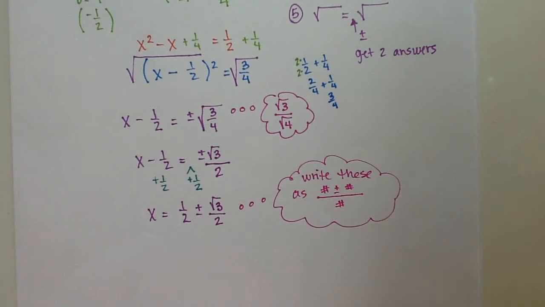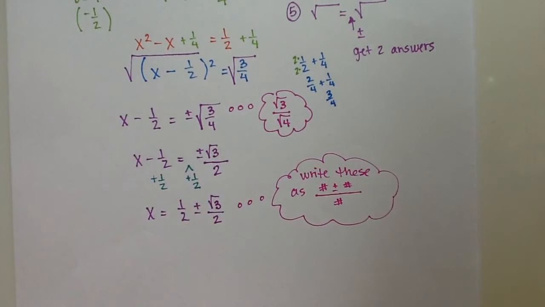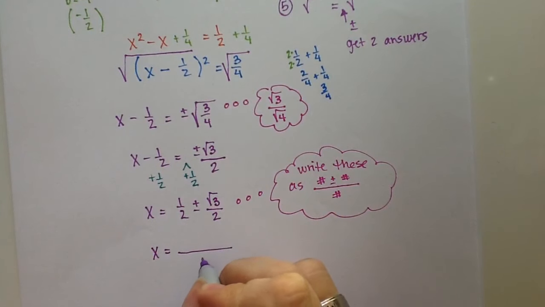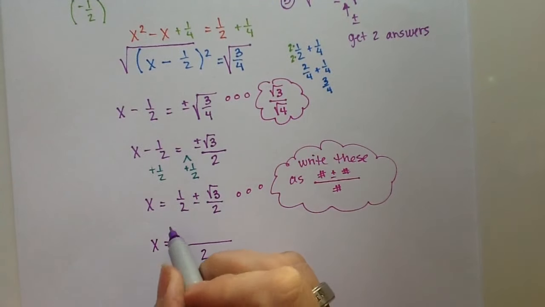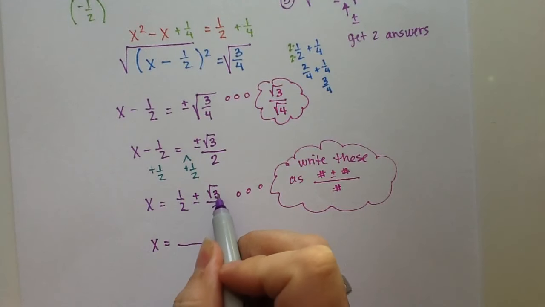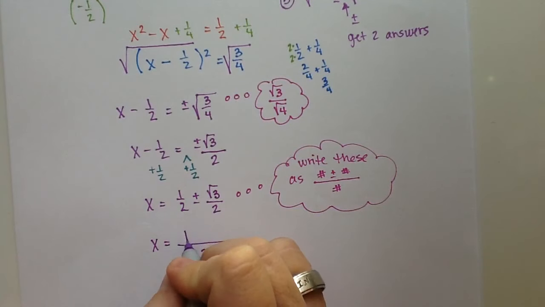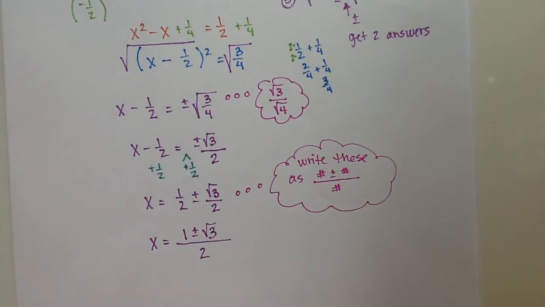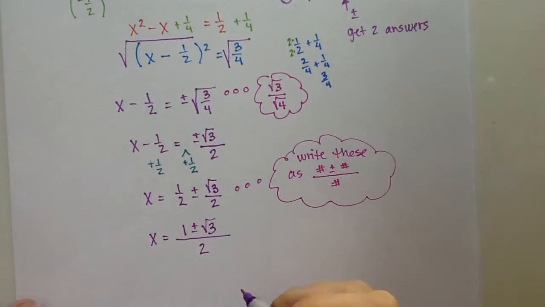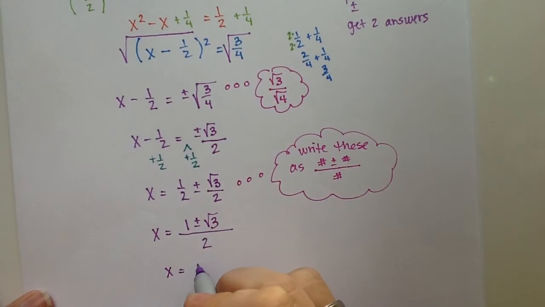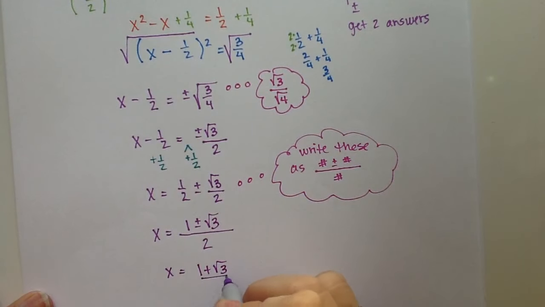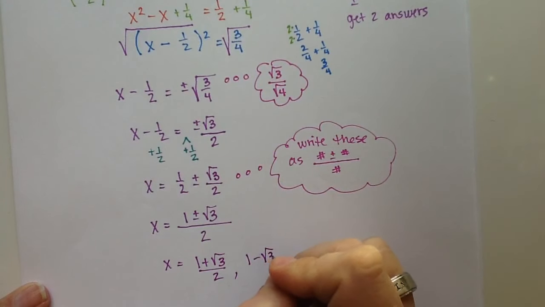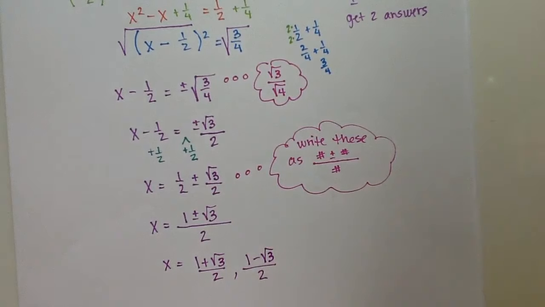So what's handy about this guy is that they have the same denominator. So I can just rewrite this all over 2 as x equals 1 plus or minus square root of 3 and then all over 2. So 1 plus or minus square root of 3 all over 2. And so if you have to list these as two separate answers, it would just be 1 plus the square root of 3 over 2, comma, the other one would be 1 minus the square root of 3 all over 2.